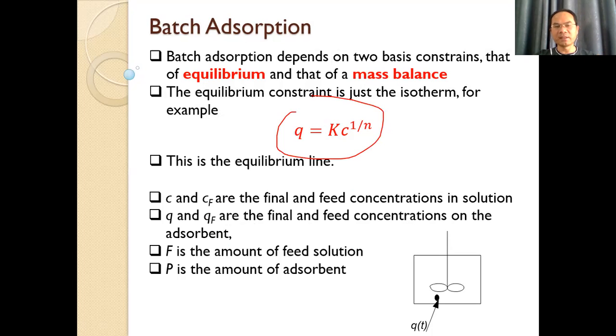C and CF: C is the concentration at the initial step, the concentration of solute in solution. CF is the concentration of solute in solution after adsorption. Q and QF: Q is the concentration of solute on the surface of the adsorbent, and QF is the final concentration. F is the amount of feed, P is the amount of adsorbent. F initially and finally is the same, and P initially and finally is the same. We assume they are constant.